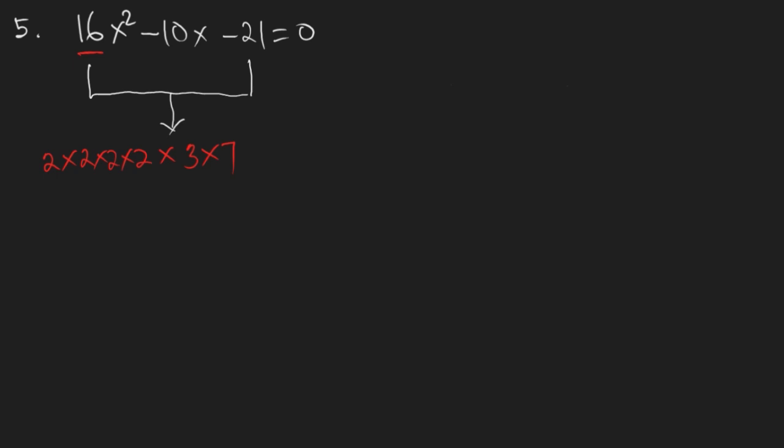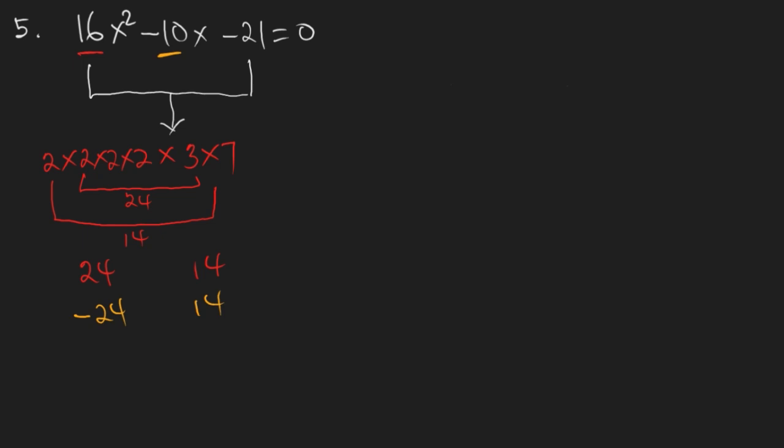So you can decide to do the whole of this times this. So 2 times 2 times 2 is 8. 8 times 3 is 24. Now 2 times 7 is 14. So we have 24 and then 14. What do we do to 24 and 14 to get negative 10? So that means that it becomes minus 24 and then 14, because minus 24 plus 14 will give us negative 10.